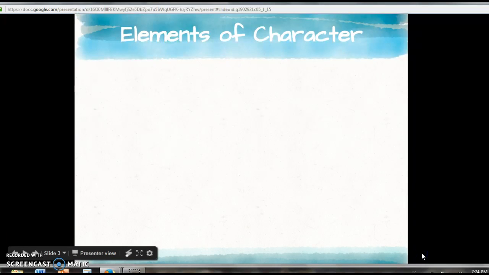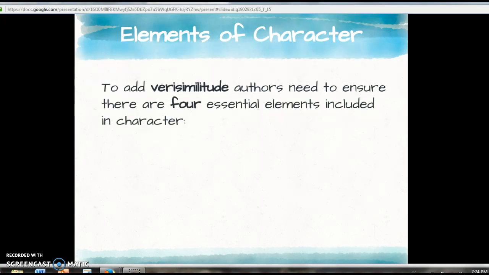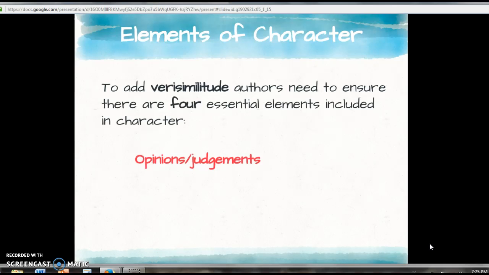So when we look at the elements of character, there are 4 basic elements that we're going to look at when it comes to verisimilitude. In other words, a character can't feel real if they're missing any of these things. And the first one is that a character needs to have a sense of opinion or judgment. And we'll talk about what we mean by opinion and judgment in just a minute.